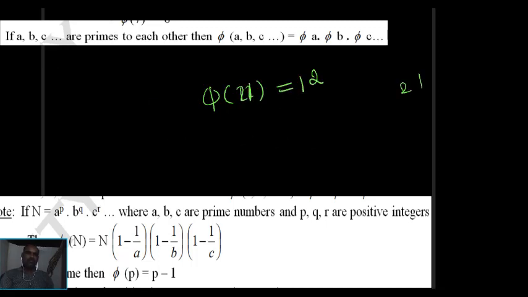But directly you can also verify now: 1 and 21 are co-prime. 2 and 21 are co-prime. 3 and 21 are not co-prime. 4 and 21 are co-prime. 5 and 21 are co-prime.